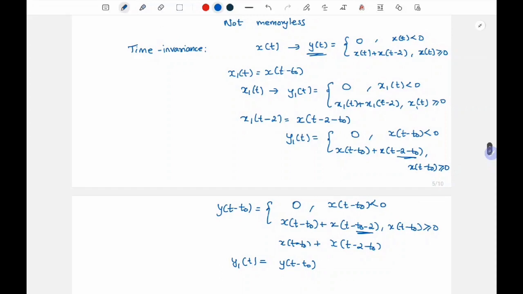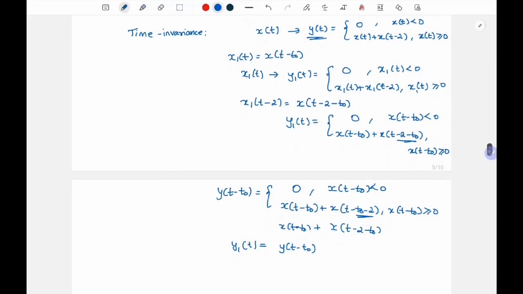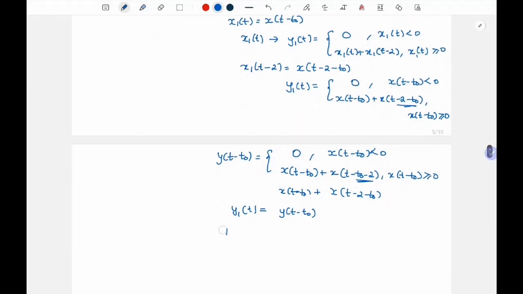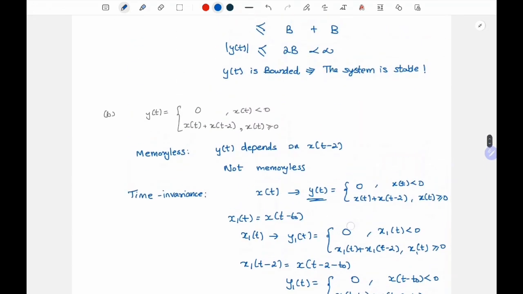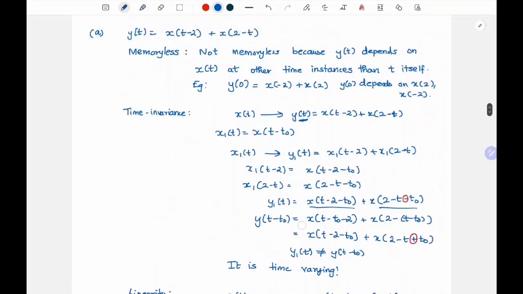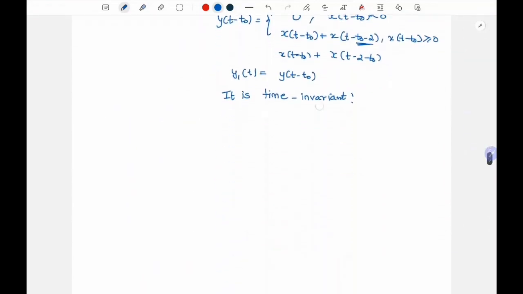So a time shift in the input of t naught results in an output which is also shifted by t naught. Hence it is time invariant. Cool. So the next is, I think, linearity, right? Yeah. So linear.